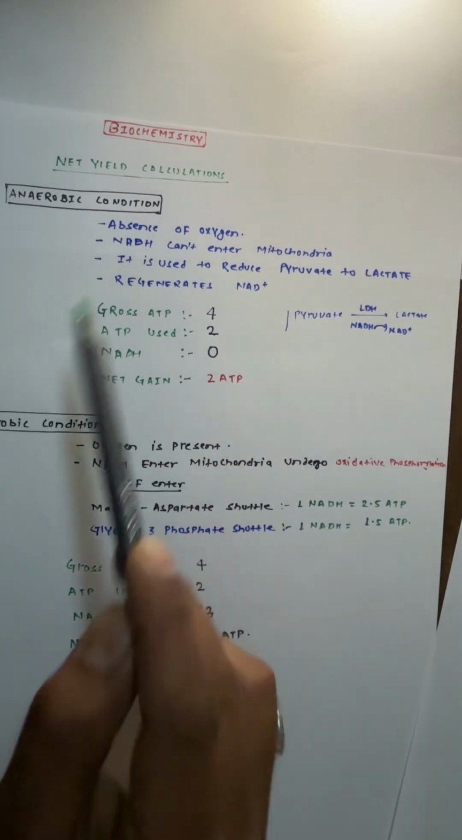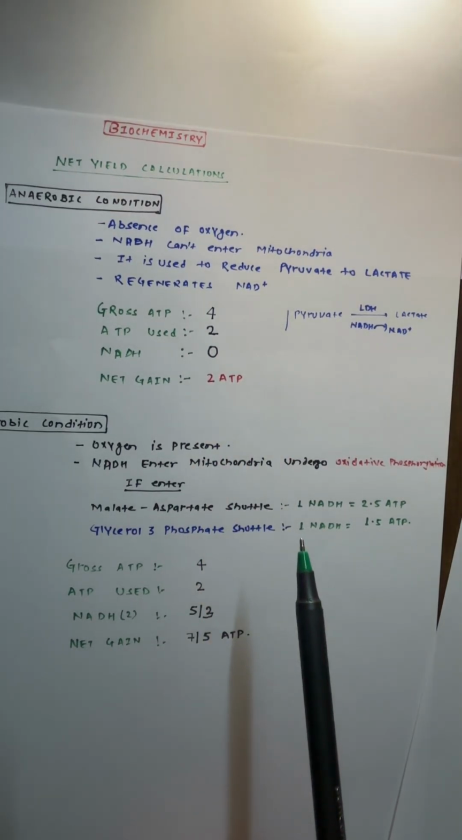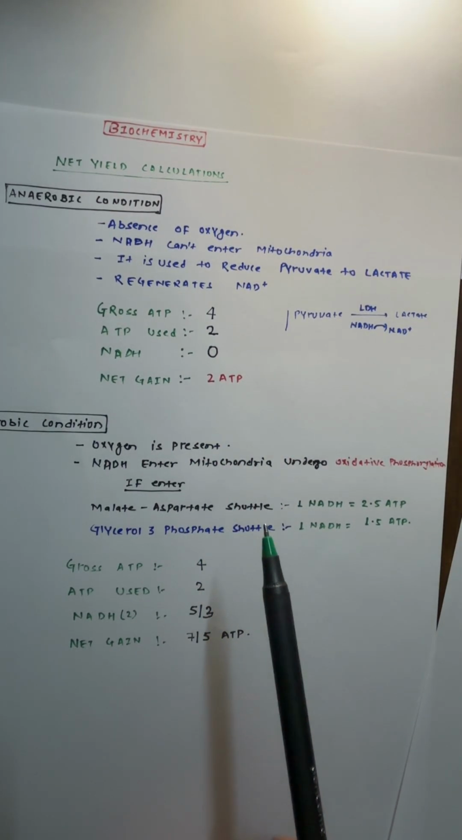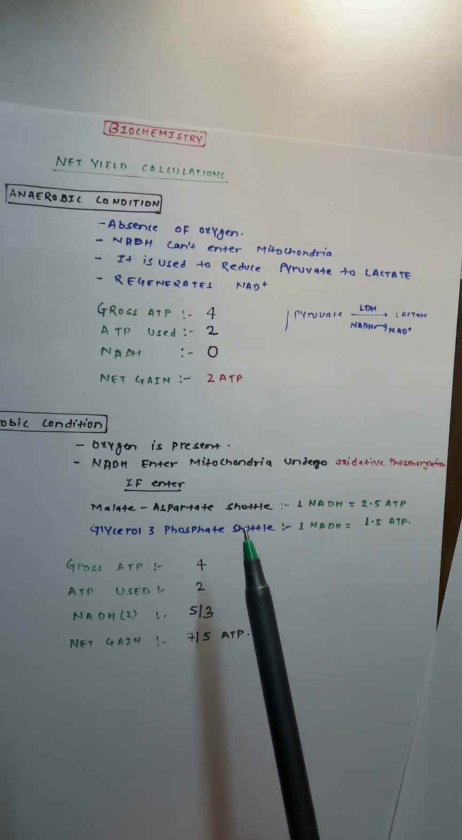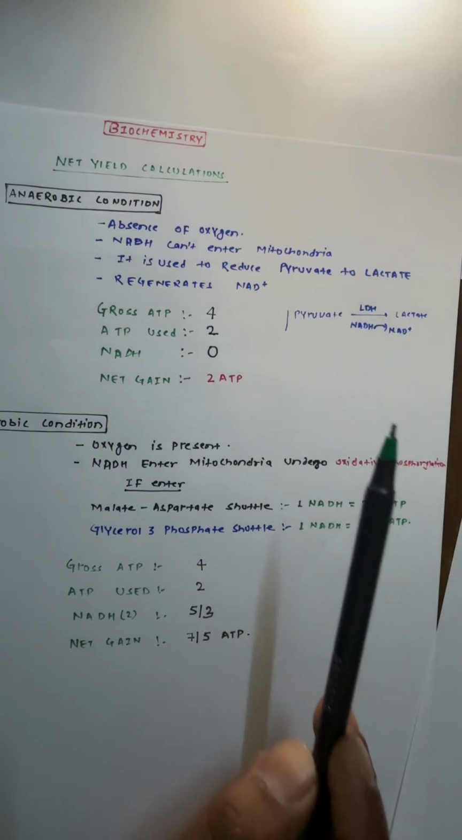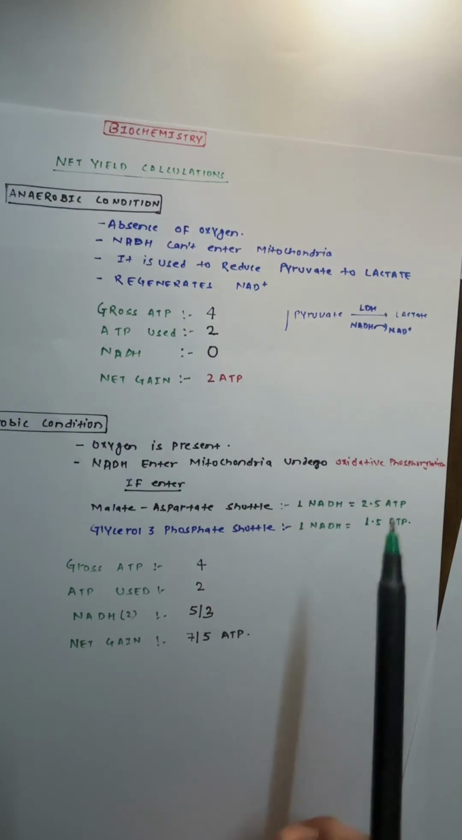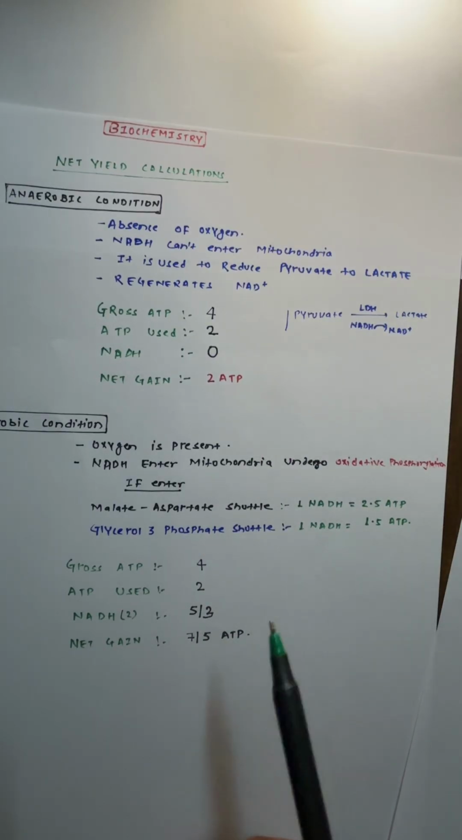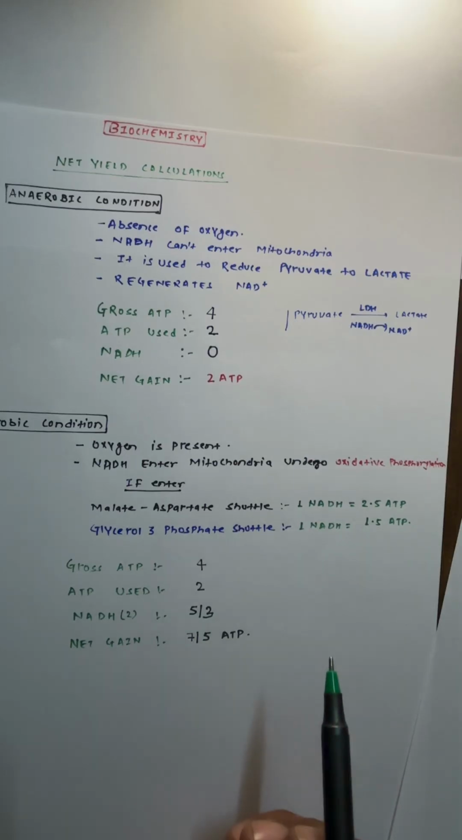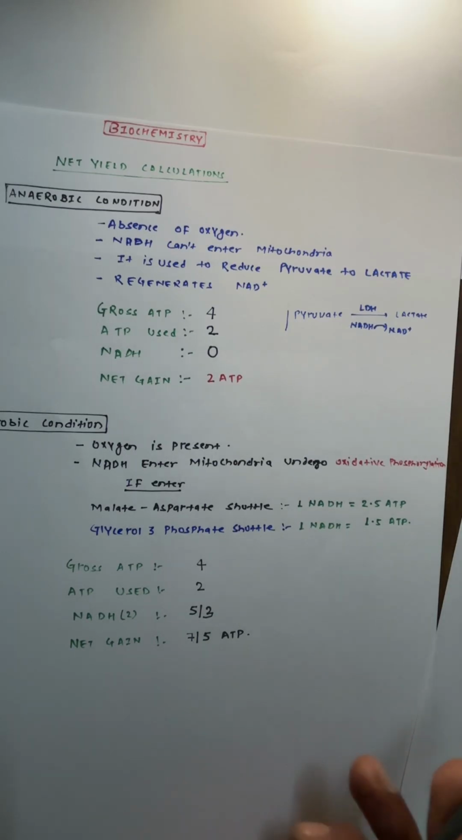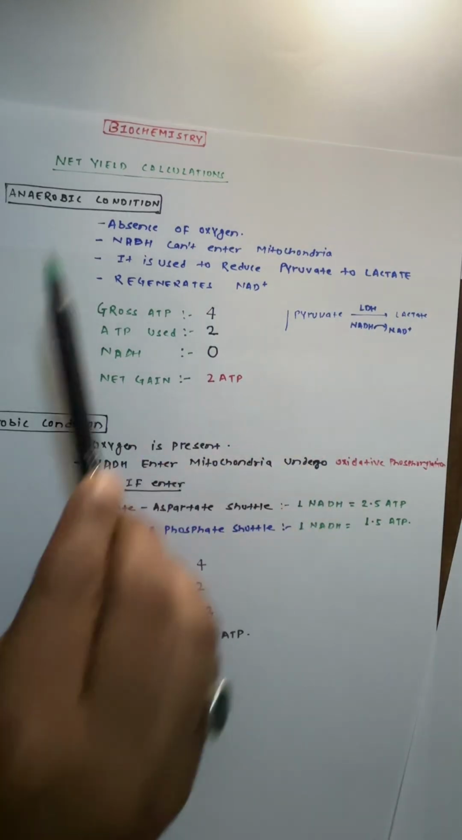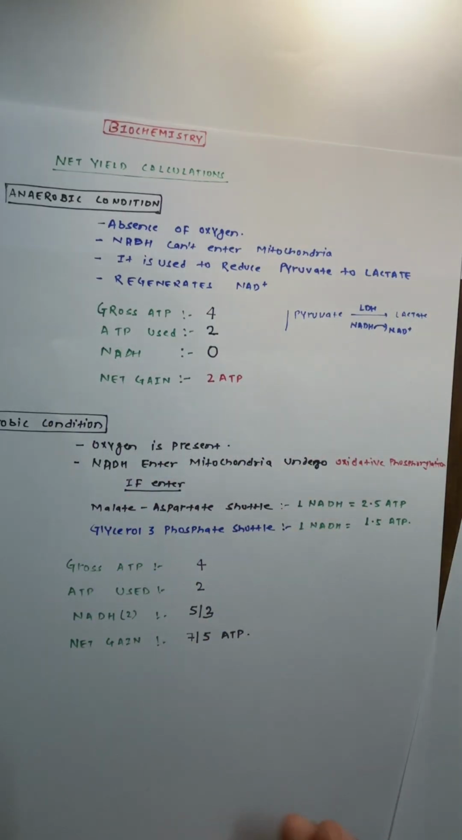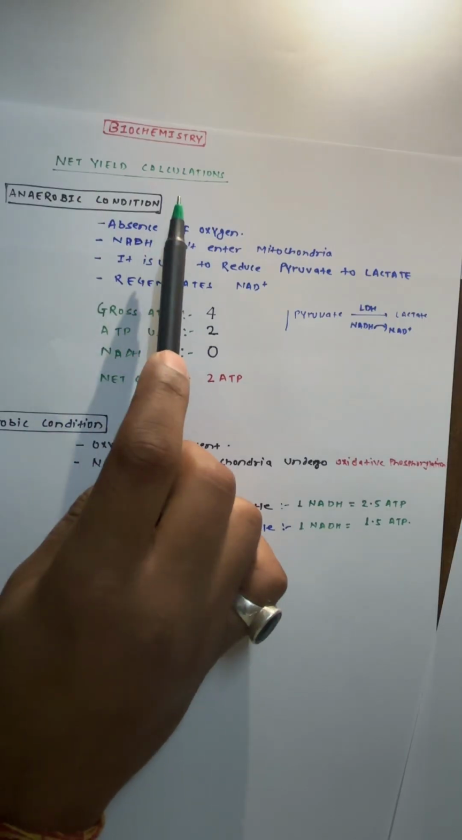Now this is the most dangerous part, we can say, or this is where most students get confused, because of how the ATP yield varies under different conditions, or how NADH is getting converted to ATP in different conditions. Most of the examiners love to ask questions from this step. So now we'll read about net yield calculations.